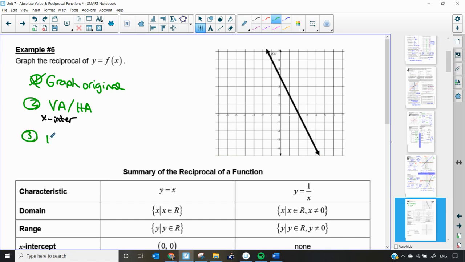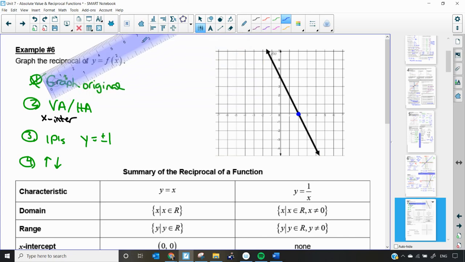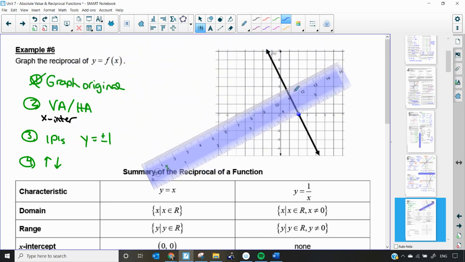Our next step would be to find our invariant points, or our IPs, and these happen when y equals plus or minus 1 for the original function. And then we're just looking at how the graph is increasing or decreasing. So let's take a look at that. First of all, we have our original function graphed. We want to figure out where our vertical asymptotes and our horizontal asymptotes happen. Well, if we look at the original function, we have an x-intercept at x equals 2. So we're going to take out our ruler, and we're going to draw our vertical asymptote.